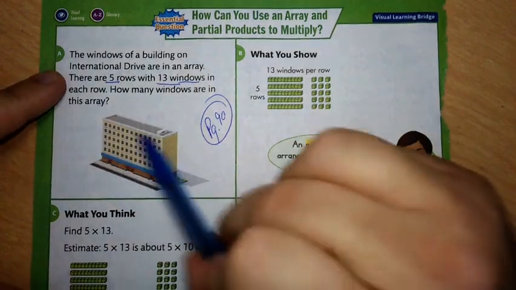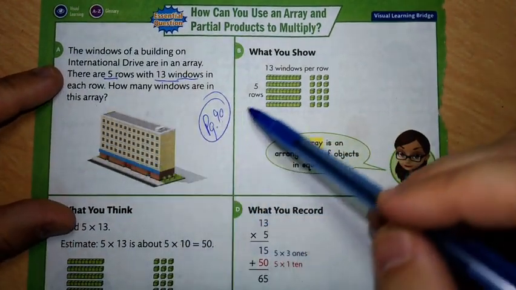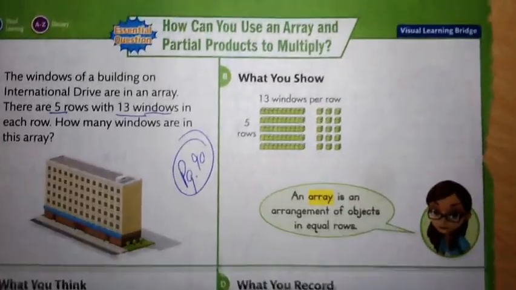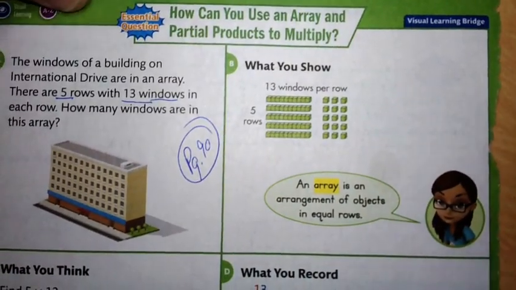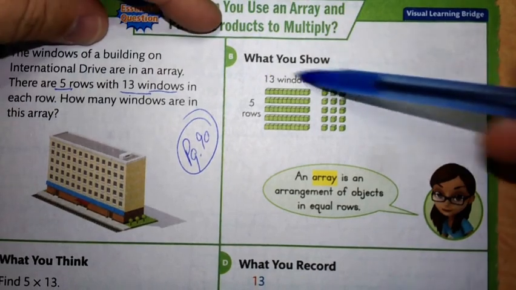So we've got our picture right here. Well, what we're going to do is we're just going to move those over and use some of our place value blocks here. And I'll zoom in a little bit more so you can see. So we've got our 13 windows per row.